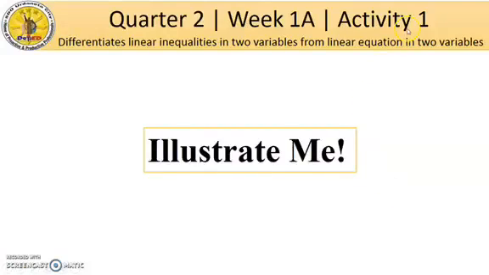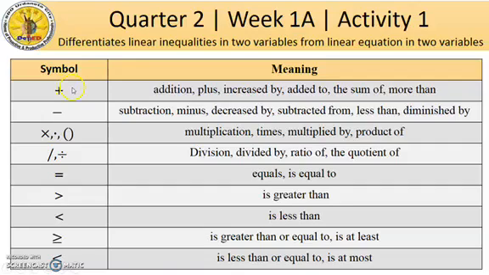For Week 1A, Activity 1, entitled Illustrate Me. Let's have first the table. For the first column, we have the symbol, and for the second column, we have the meaning of the given symbol. The first 4 rows are the operation symbols, and these are addition, subtraction, multiplication, and division. And for the last 5 rows, we have the relation symbols. We have equal, greater than, less than, greater than or equal, and less than or equal.